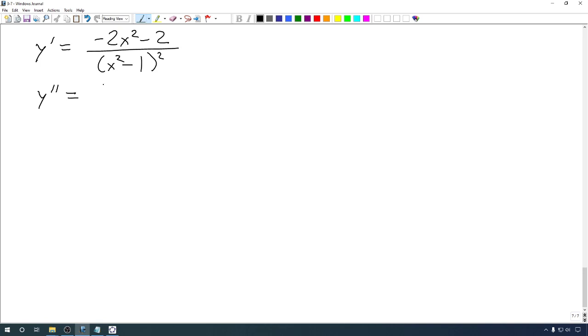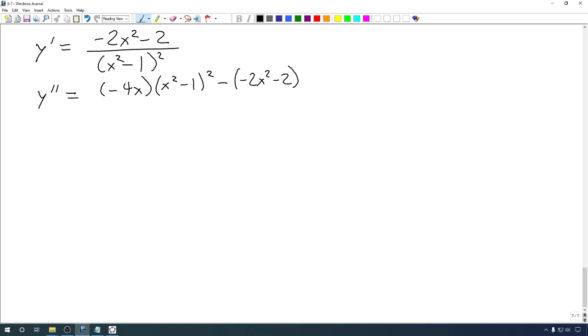So I'm going to take the derivative of the top. The derivative of -2x squared minus 2 is simply -4x. I'm going to take that times what's already on the bottom. We have x squared minus 1 squared. Then I subtract the top, but I also need to multiply by the derivative of the bottom.